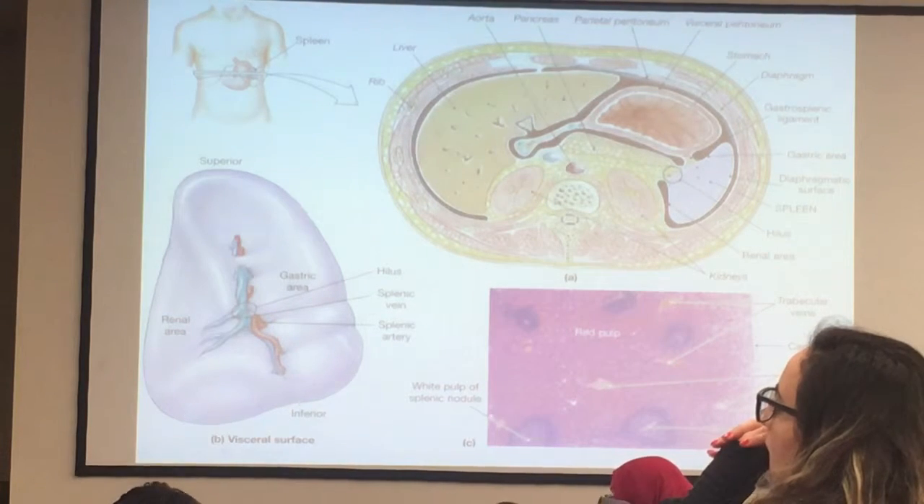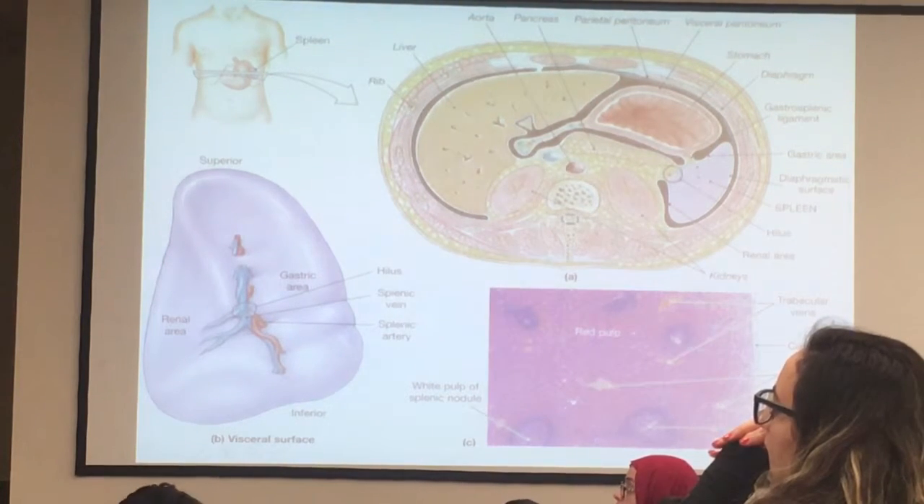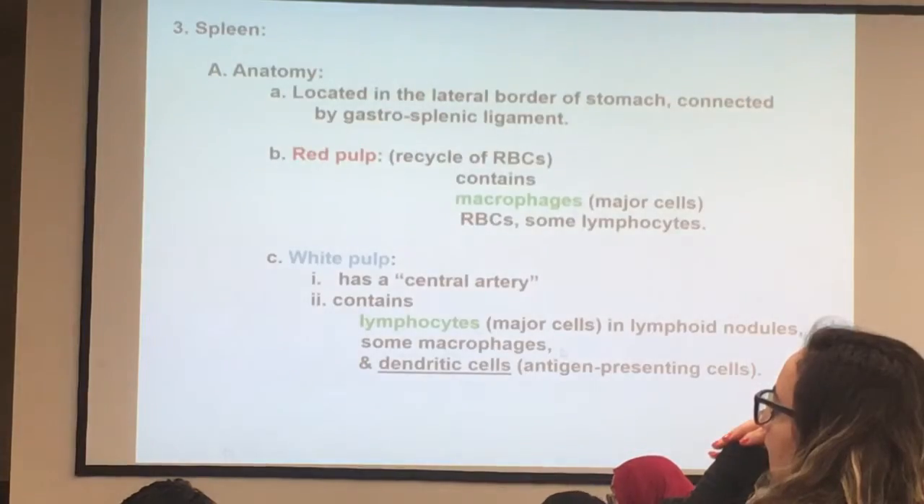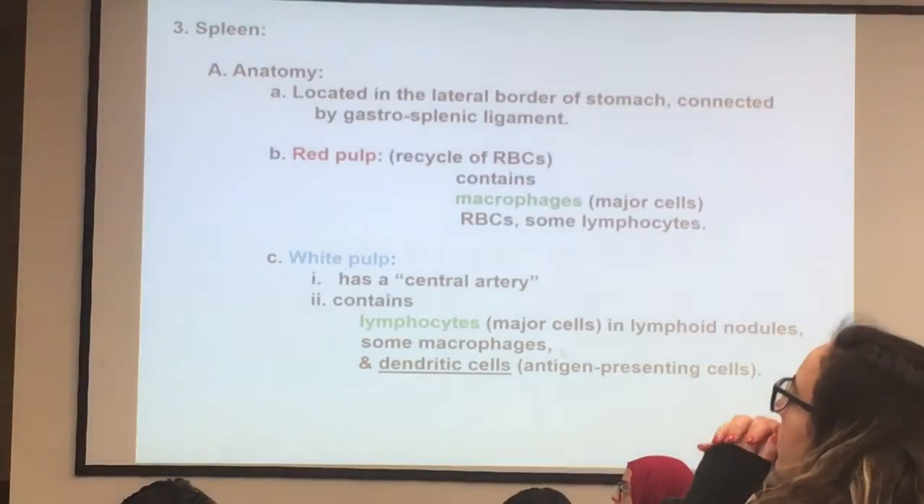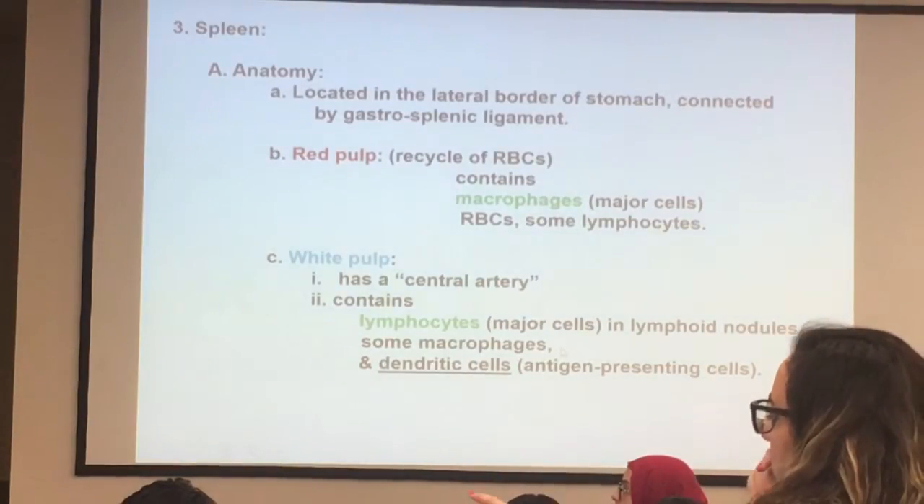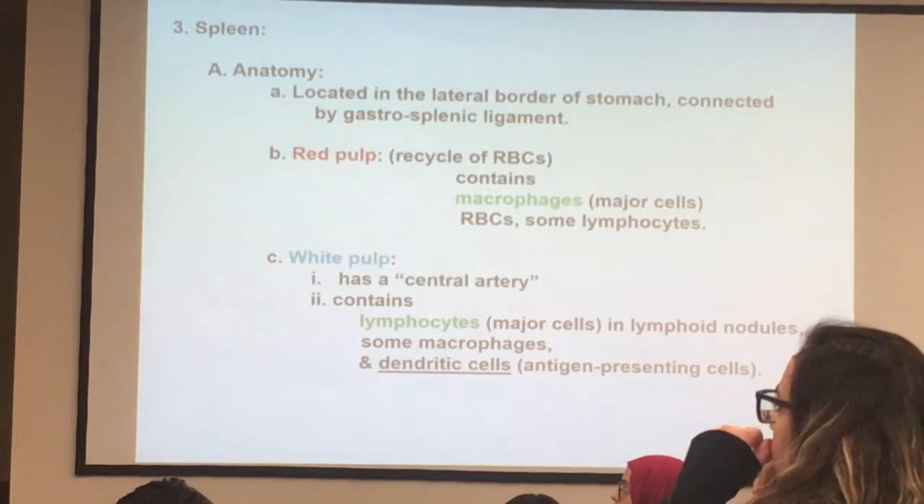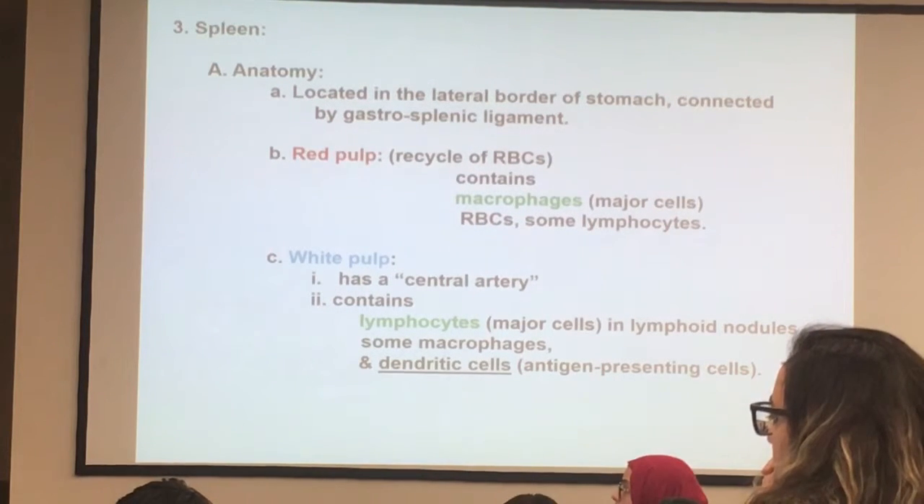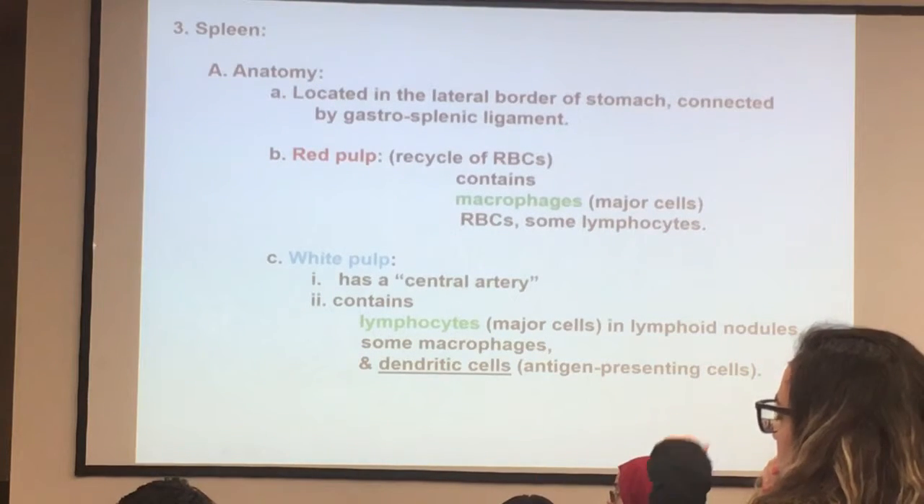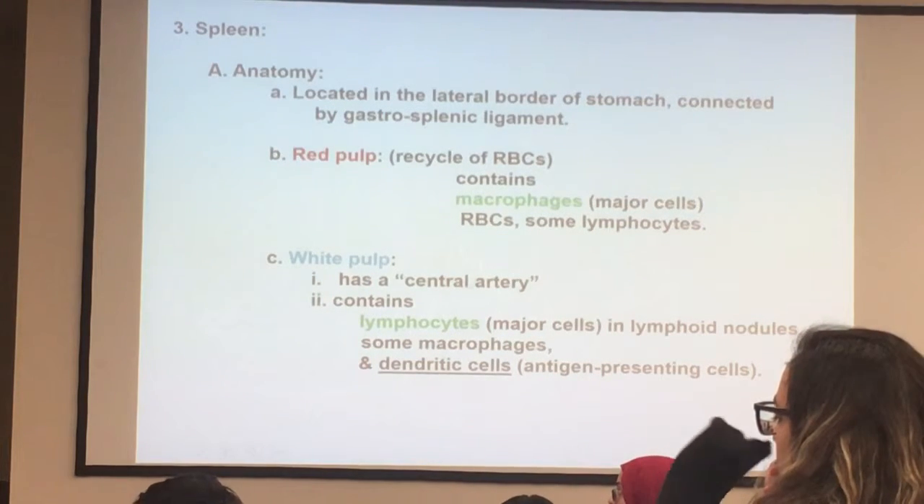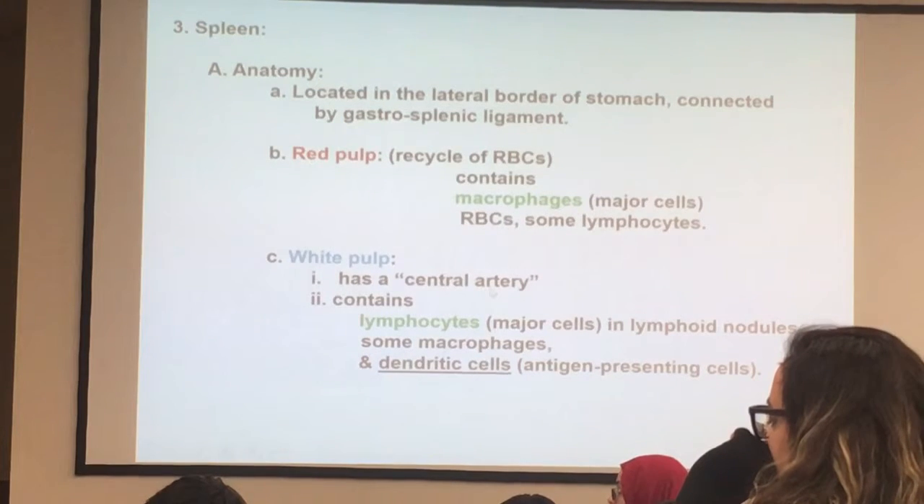Now, if we cut it, we see some darker islands and a red background area. Okay, so in the spleen we divide it into two major areas. Red pulp is all the other background area, and the white pulp is like islands, with the artery in the center.